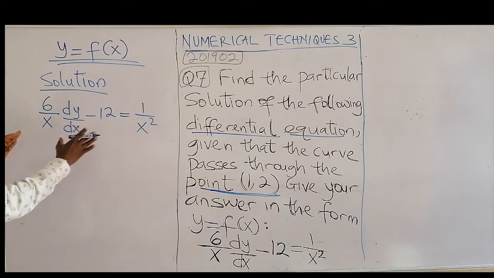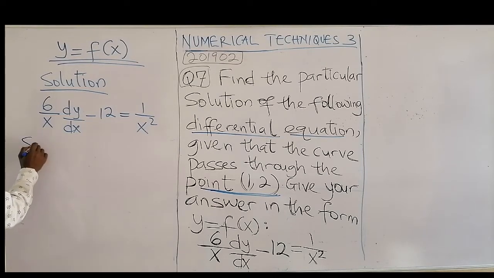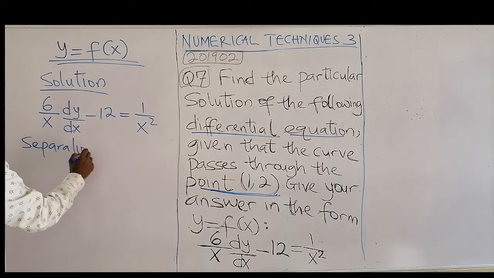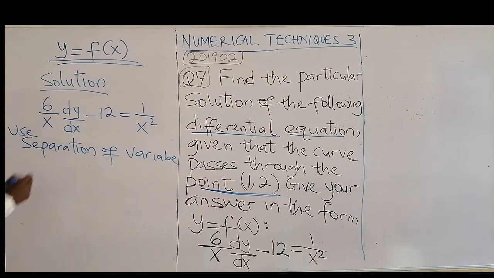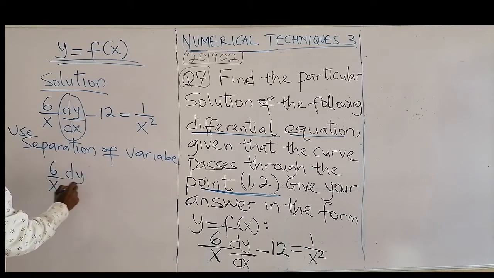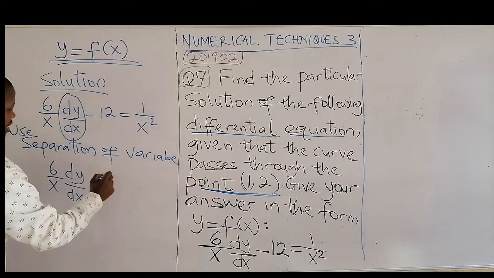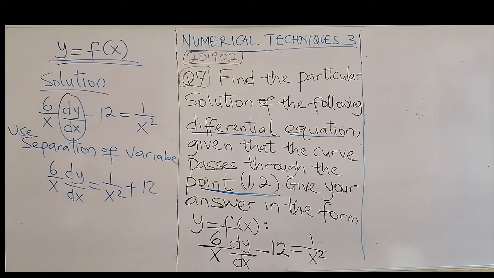So that's the differential equation we have. If you look critically at this differential equation, you realize that it contains x and y. And that calls for what we call separation of variable. So in doing that, we are going to leave this one alone. Let's start with this one. Y dx equal to, we have this one here, 1 over x squared. I move this 12 to the other side. Plus 12.